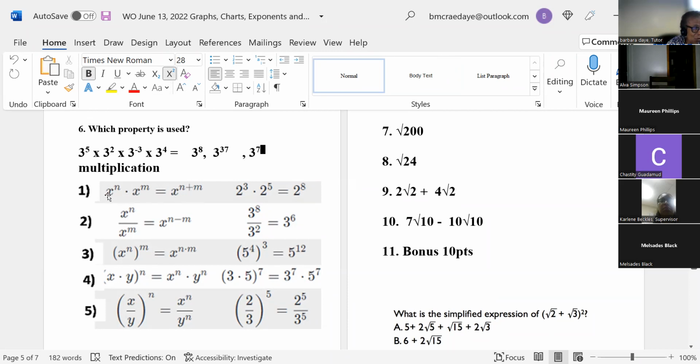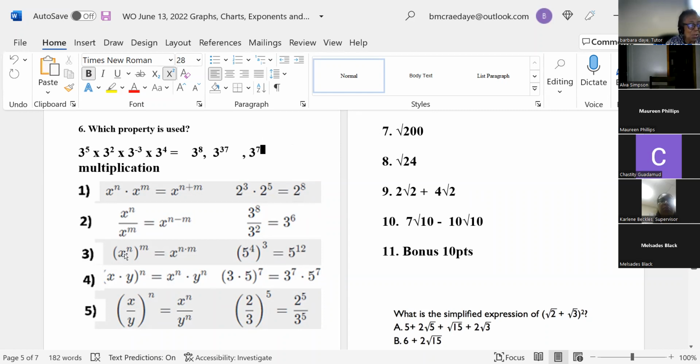This property is 1, right? Yes. It's using 1. You add up the powers. So the answer that Chastity said is the correct one: 5 plus 2 and a minus 3 and a 4. Yes. I never heard of multiplying the powers. I don't know.